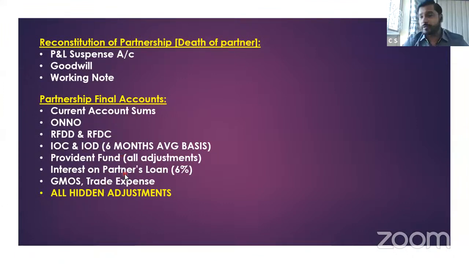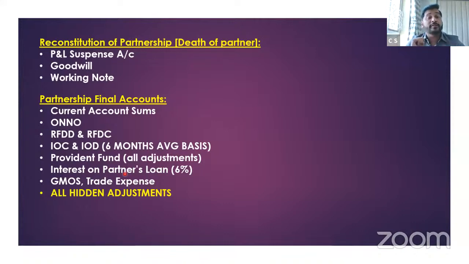Again, interest on partners' loan: if it is given as partners' loan in the final accounts, you need to calculate 6% interest on partners' loan without being told. Okay, if no date is mentioned, and if it is borrowed on the last day of the financial year, no need to calculate interest. Otherwise, if it is there in the trial balance, you have to give 6% interest on partners' loan. GMOS, that is general miscellaneous office and sundry expenses, given with trade expenses. Find out what is GMOS and trade expenses.